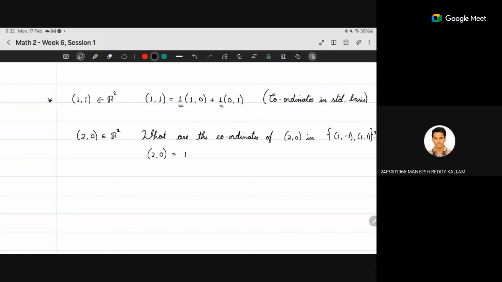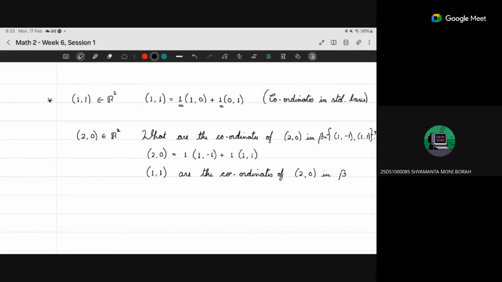Adding both of them is enough, sir. Add them, right? Yes. This is, let me call it (1, -1), (1, 1). So the coordinates are actually (1, 1). So (1, 1) are the coordinates of (2, 0) in this basis. I'll call this basis beta.